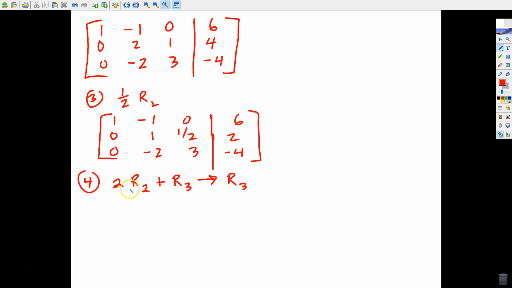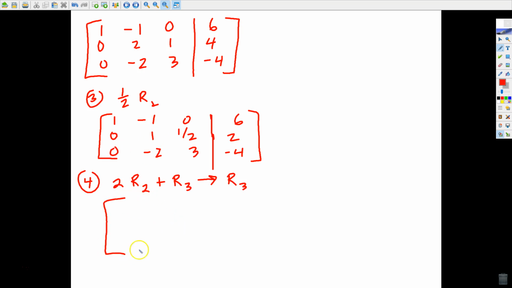Why did I not do -2, for example, times row 1 and add that? Wouldn't that also have given me 0 if I'd used row 1? But what else would that have done? It would have taken the 0 that I've already created and made it something else. So I would have undone previous work. So you kind of see how that works. That's why it's a better strategy to go in this order. Get your zeros and then work on the next column working down.